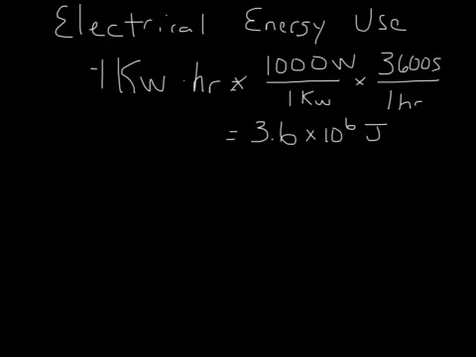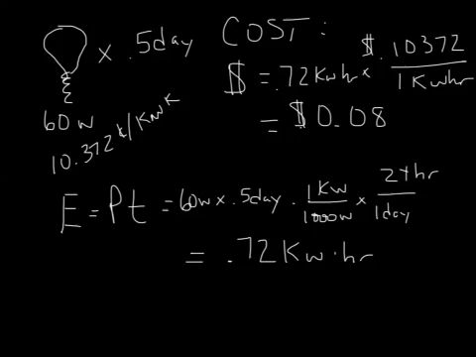Now let's look at what you should do the next time someone complains about you leaving your light on at home while you're at school. So if you have one light in your room and it's a 60-watt bulb, you leave it on for half the day, and your electric company charges you 10.372 cents per kilowatt hour. First we calculate the energy that bulb used throughout the day. That's 60 watts times 0.5 days times 1 kilowatt divided by 1,000 watts times 24 hours in a day. So that bulb to light your room that no one was inside of used 0.72 kilowatt hours.